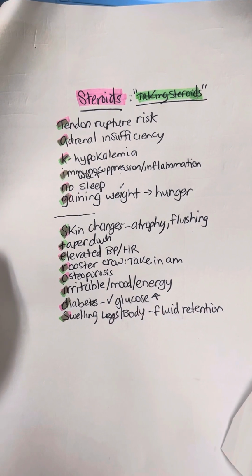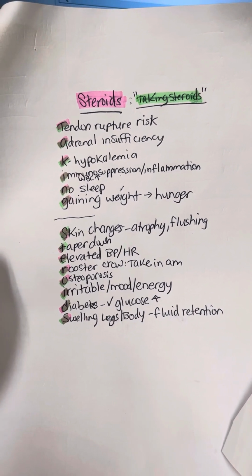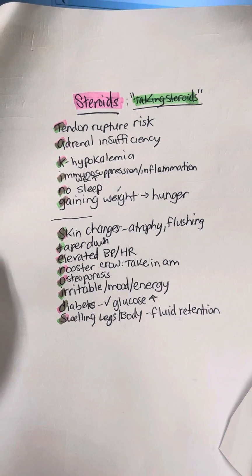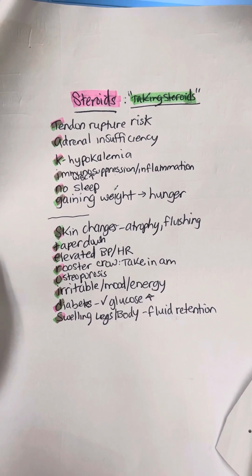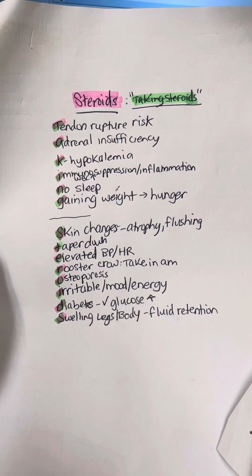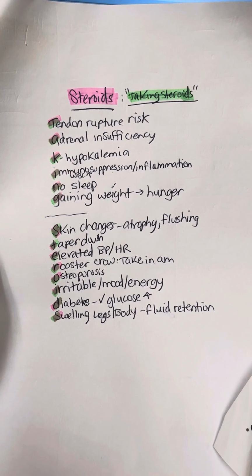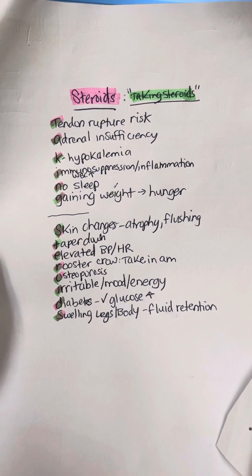Tendon rupture, T for tendon rupture risk. This is specifically the case when individuals are taking other medications like fluoroquinolones, which are an antibiotic class of medications. It does increase the risk for a tendon rupture, specifically in the Achilles tendon.